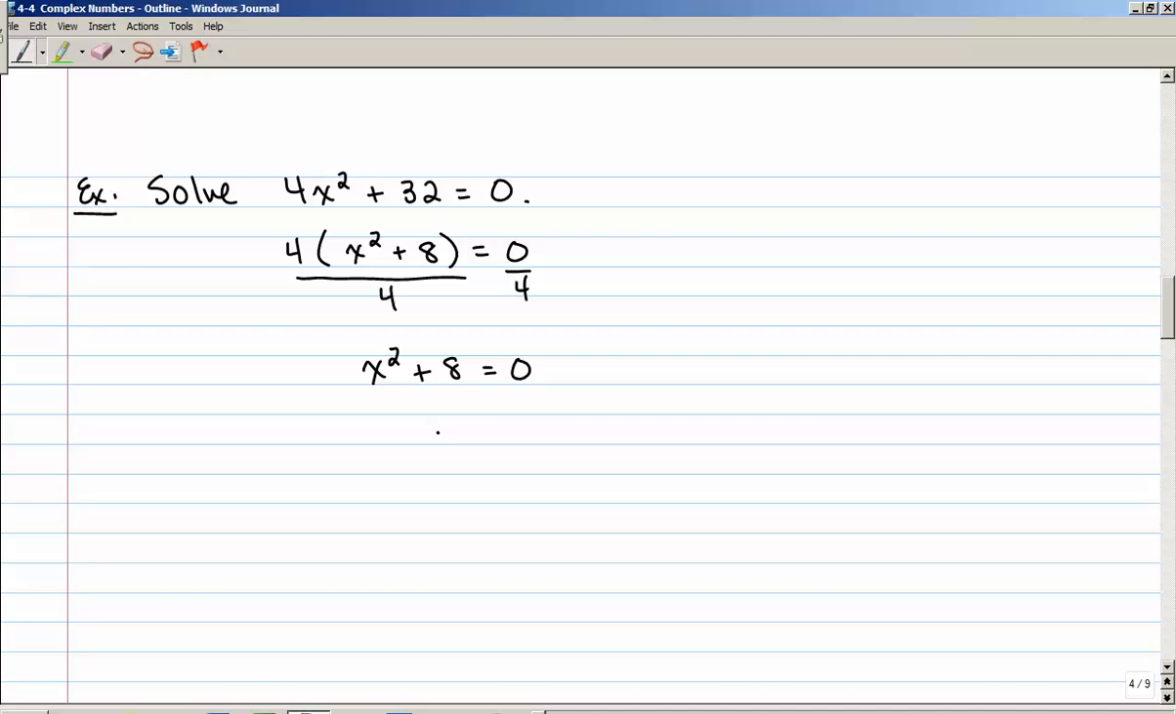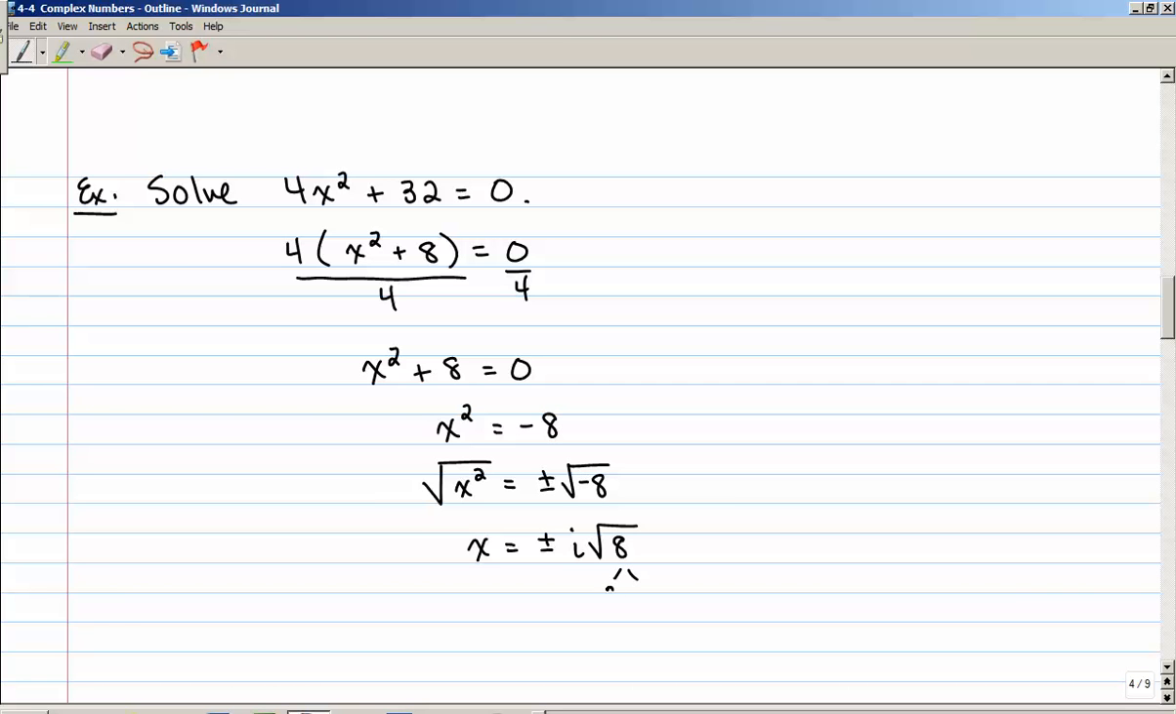Okay, solve this. I'm going to subtract 8 on both sides. And then from here I'm going to take the square root of both sides. And remember, when you take the square root of both sides, you need to do a positive or negative. On the left, the square root and the square cancel each other out, so I have x. And on the right, I get to use my imaginary unit. So I have plus or minus i times the square root of 8, because the i takes the place of the square root of negative 1.